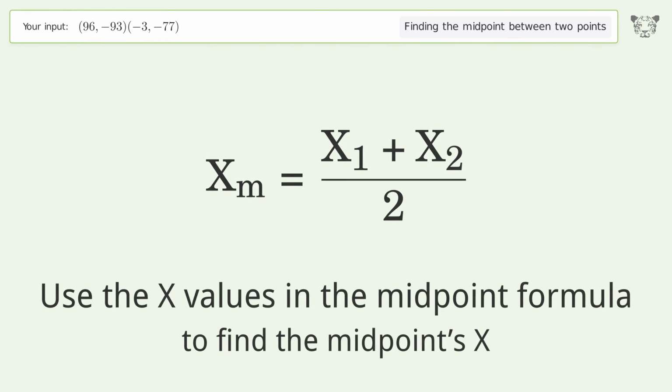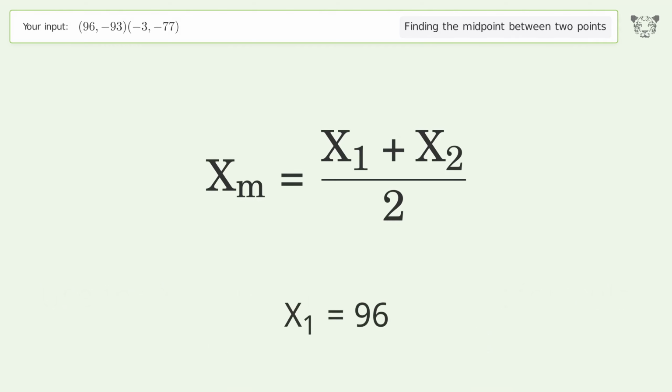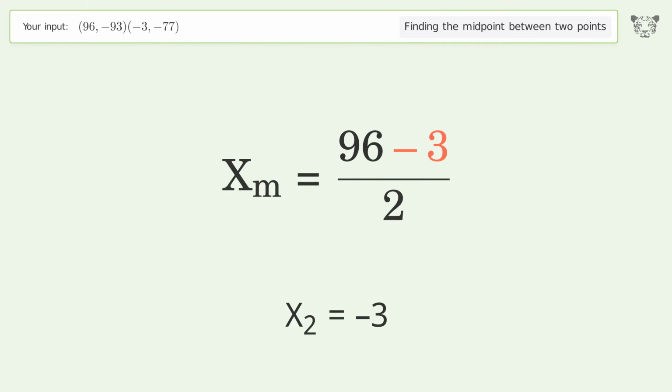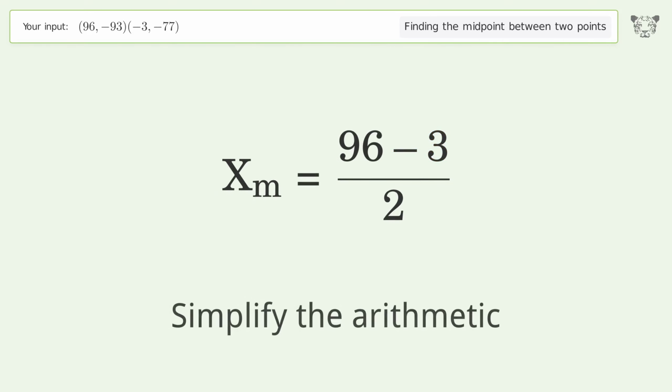Use the x values in the midpoint formula to find the midpoint's x. x1 equals 96. x2 equals negative 3. Simplify the arithmetic.